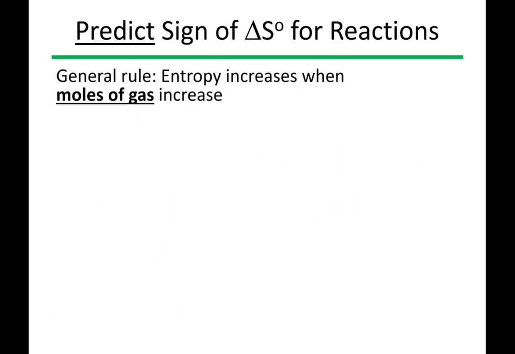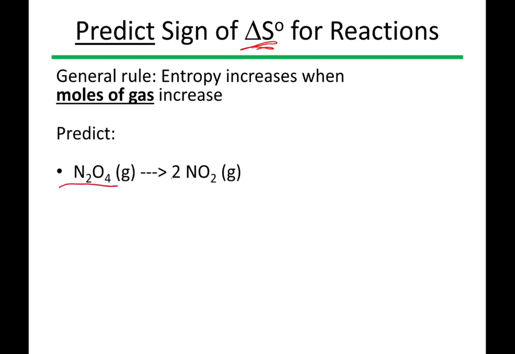Next, we'll talk about some quick qualitative ways to predict the sign of delta S for reactions so that we can make judgments like we did for spontaneity based on just the sign. So some general rules: the entropy is going to increase when the moles of gas increase. So if we look at this system, we can see we have 0 moles of gas going to 2 moles of gas, so we expect the delta S to increase.